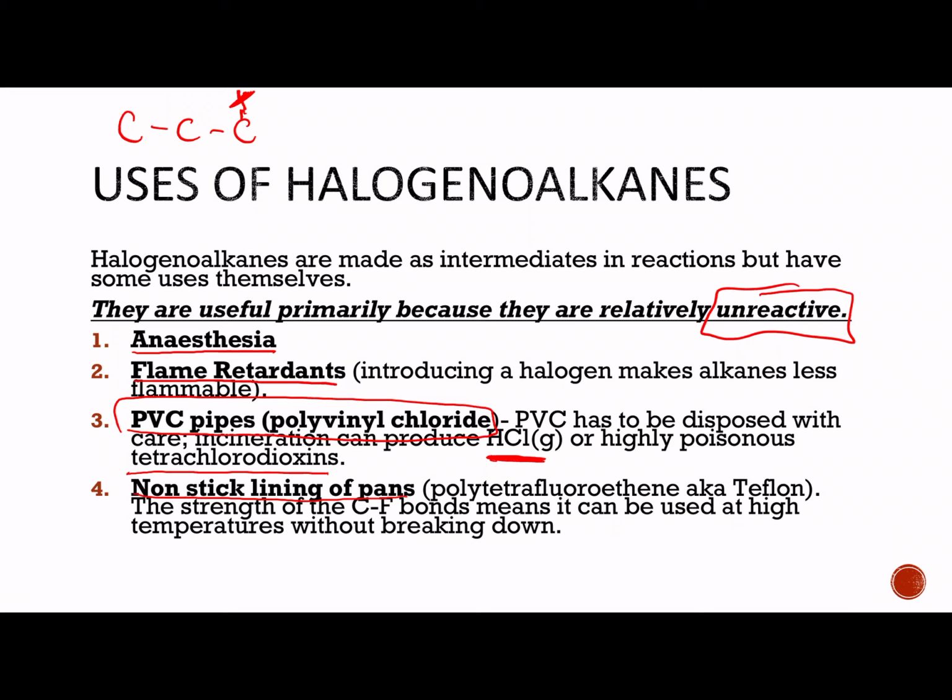So molecules like Teflon, CF bonds are extremely strong. They have high bond energies, which means that they can be used at high temperatures without breaking down, which is why they are used for the nonstick lining of pans.